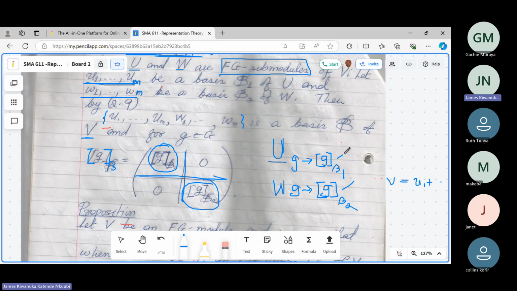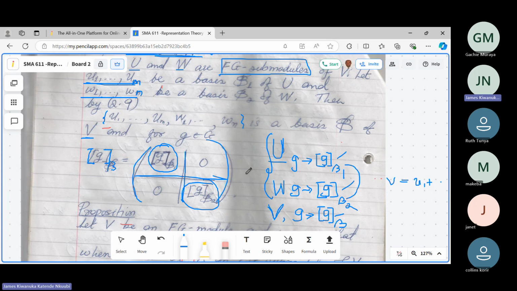Now these two can be plugged in here together to get now, instead of dealing with U and W separately, you can deal with now the whole space V. The whole space V will also give you another, call it matrix representation with respect to the basis B. The basis B is a union of B1 and B2. Now this new matrix is the one that will look like this.